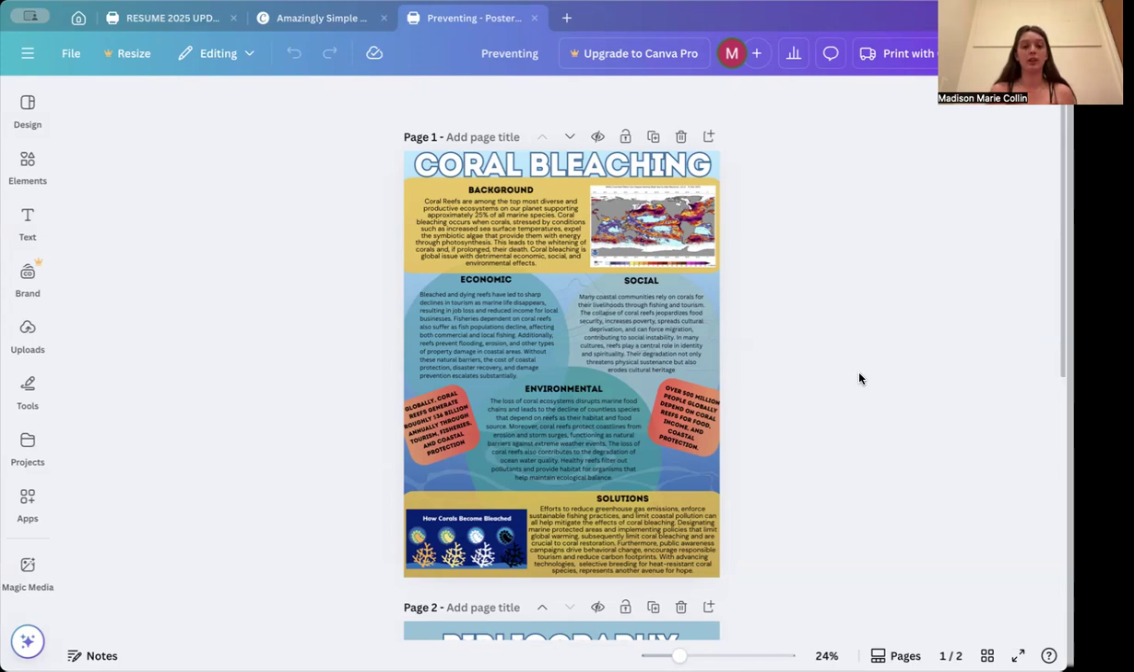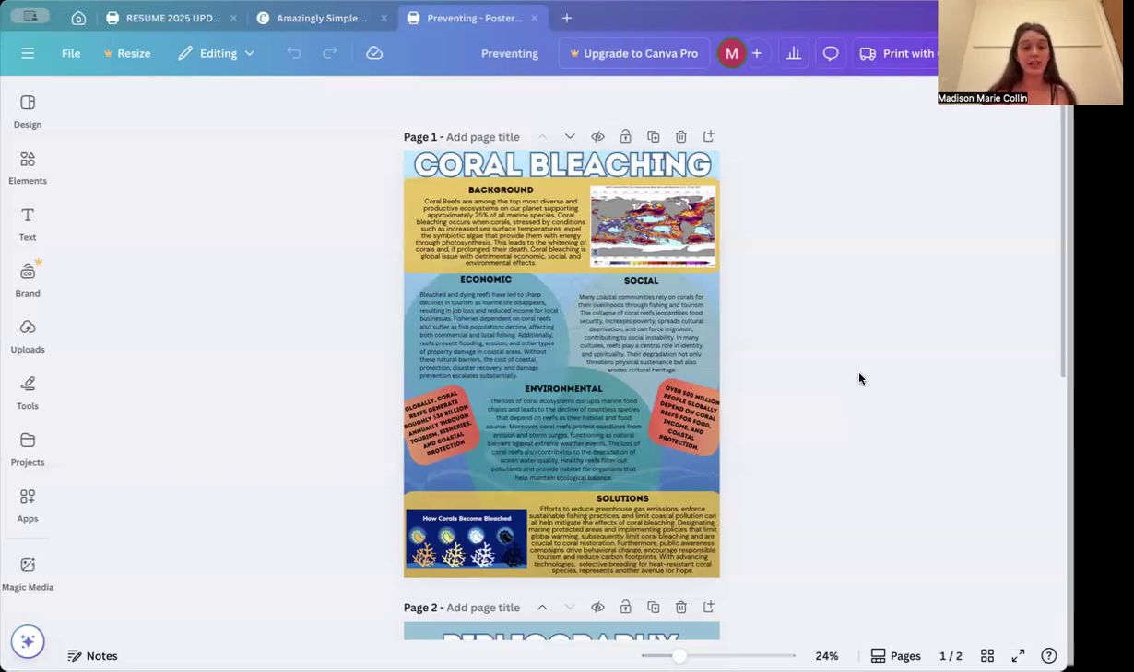So global coral bleaching affects not only marine species, but also humans as well. And economically, socially, and environmentally, it has many, many detriments. Among the most commonly discussed in relation to humans is economic. Bleaching reefs have led to sharp declines in tourism, which in turn affects people in developing countries where there's a lot of job loss and reduced income for local businesses.